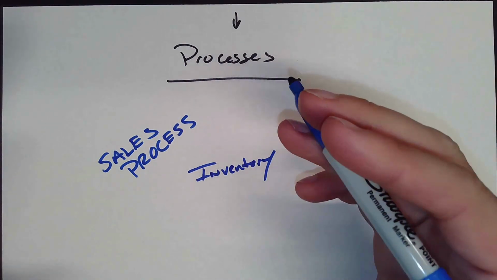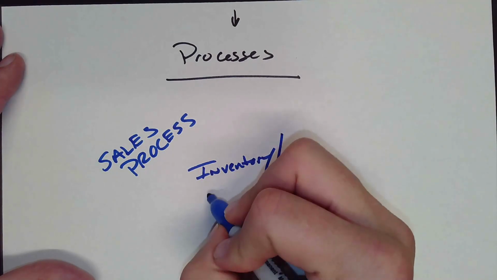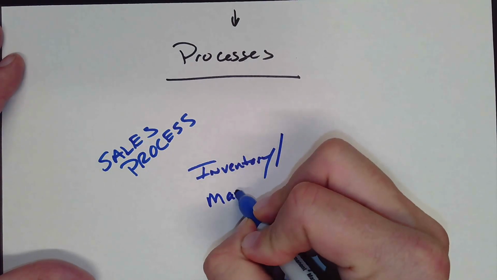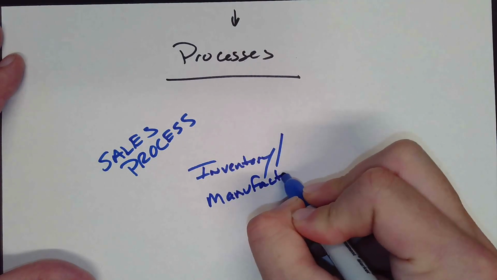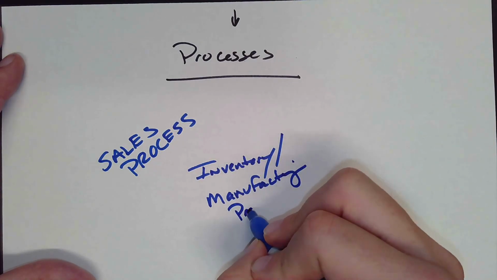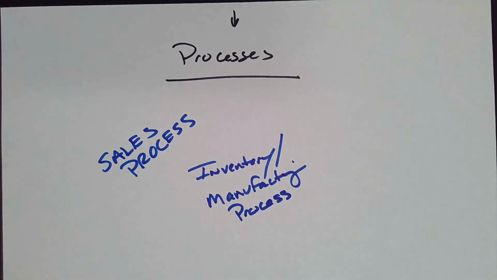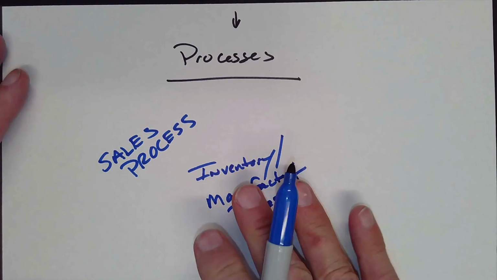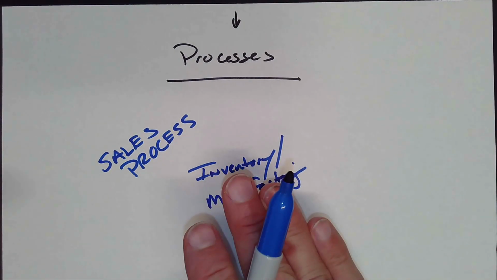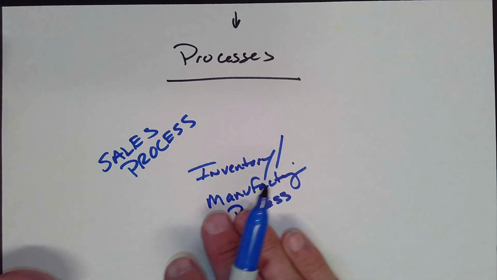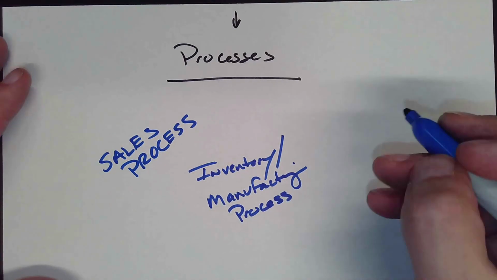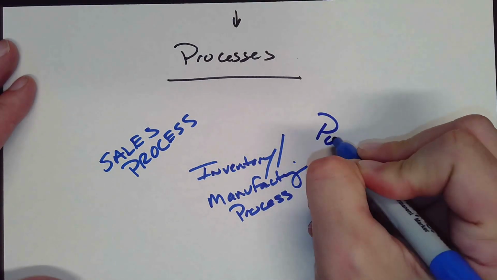And I'm going to bunch this together. Inventory / manufacturing process. All right, that's good. Well, if I have a manufacturing process, I probably need to purchase stuff, raw materials, to be able to purchase this. Well, then I probably have a purchasing process.